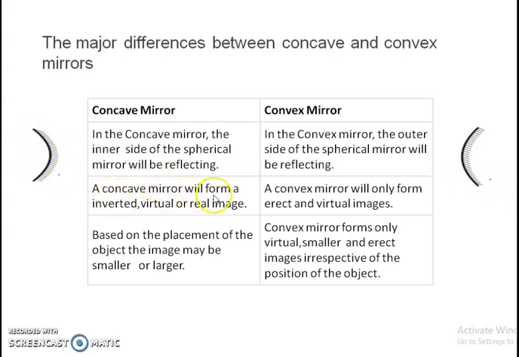In concave mirror, it will form the inverted, virtual and real image, whereas in convex mirror, only erect and virtual. Now, based on the placement of the object, the image may be smaller or larger. Convex mirror will form always virtual, small, erect image, irrespective of the position where the object is kept, near the mirror or far off the mirror.